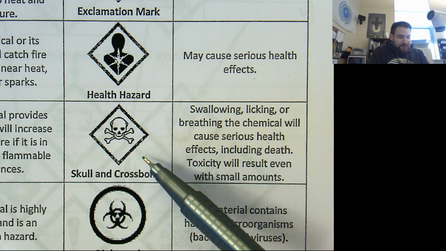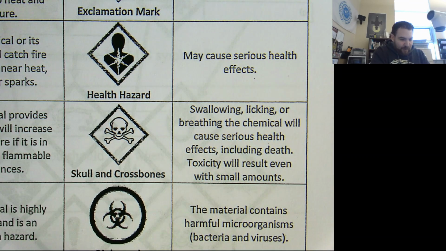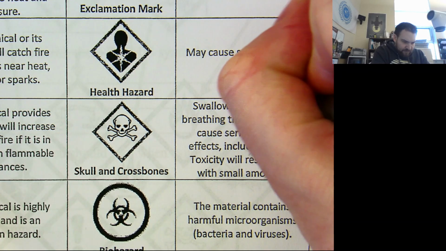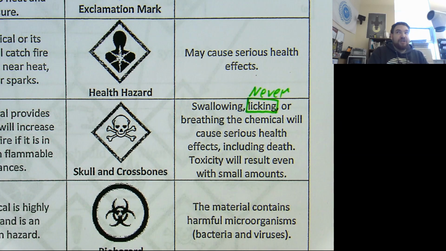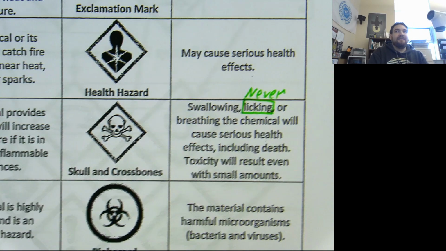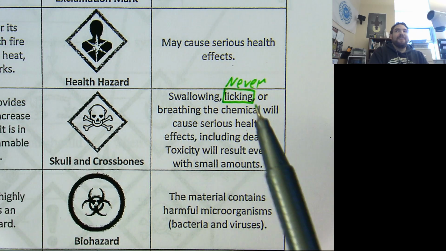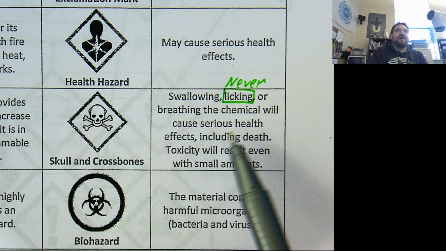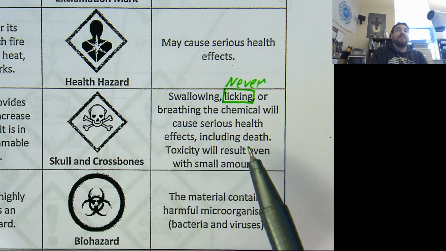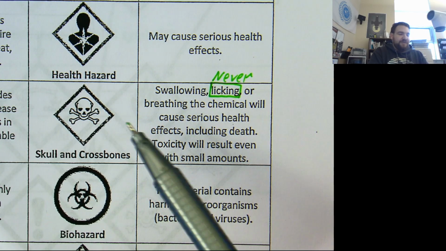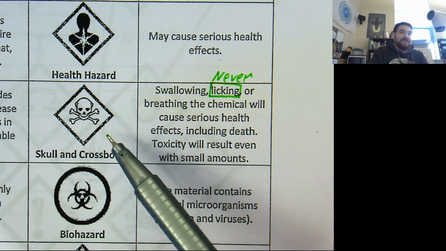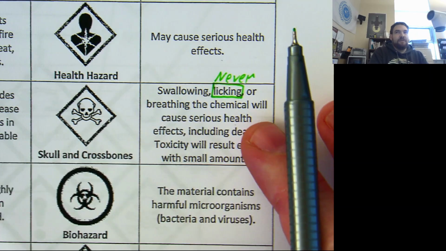The skull and crossbones means that swallowing, licking, we never do this. Bad, never. Do not do this in the lab. Or breathing the chemical will cause serious health effects, including death. Toxicity will result even with small amounts. The skull and crossbones is a fairly straightforward one. That's kind of the universal symbol for this thing's going to kill you.